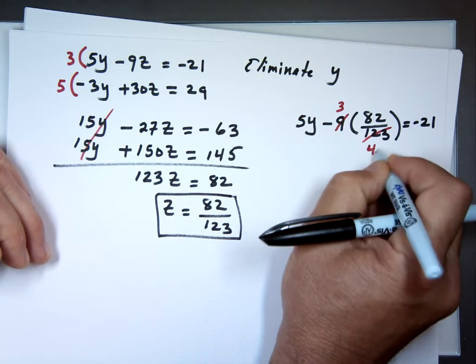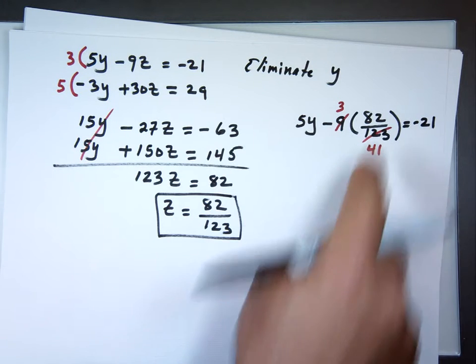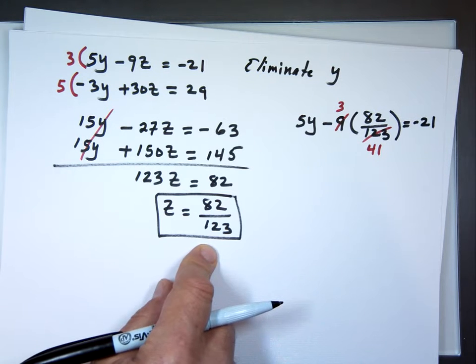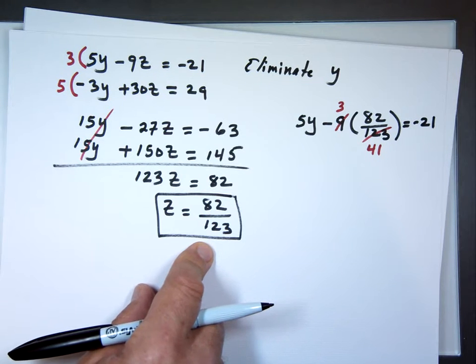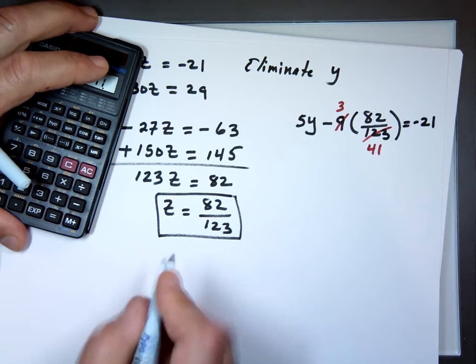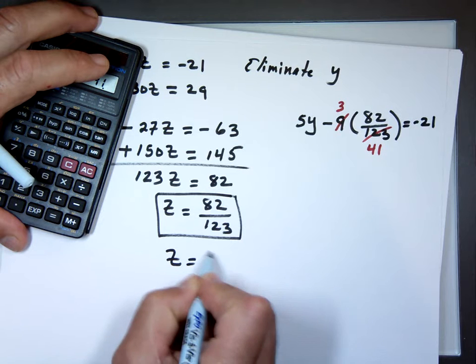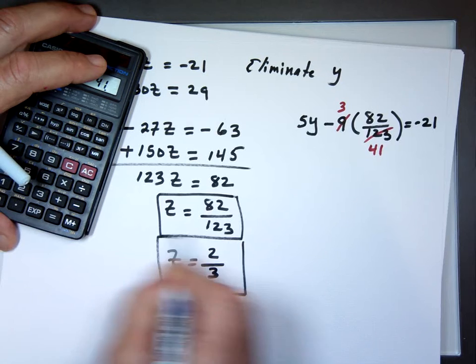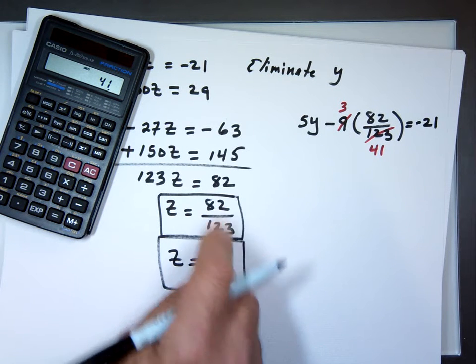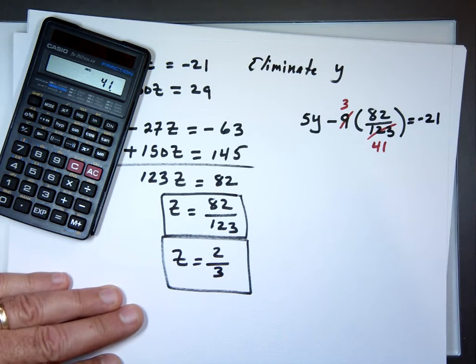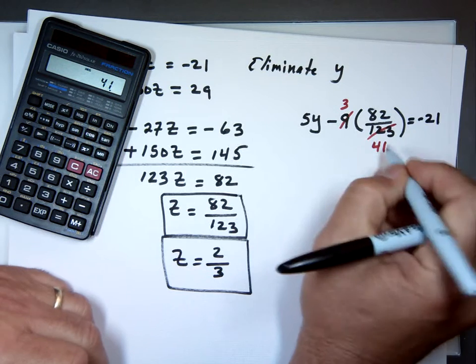Oh, 41? Oh, I can simplify 82 and 123, I guess, huh? They're both divisible by 41. If you divide them by 41, I just didn't know that number is divisible by 41. So you can simplify z equals what? 2/3. That makes my life easy. 82, both are divisible by 41. I just didn't see that. So instead of using that crazy number, or even if I'd left it there, by 41, this is a 2 here.